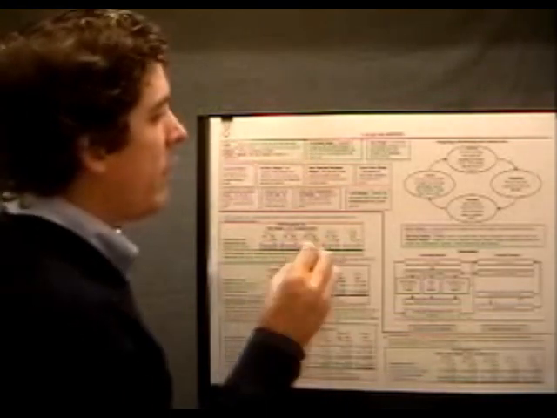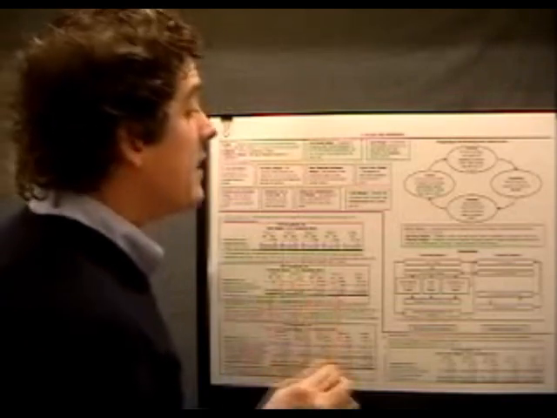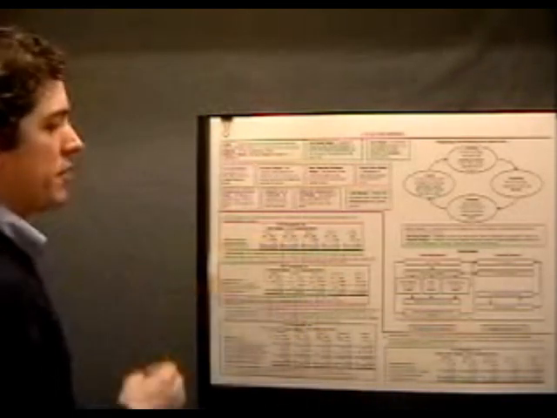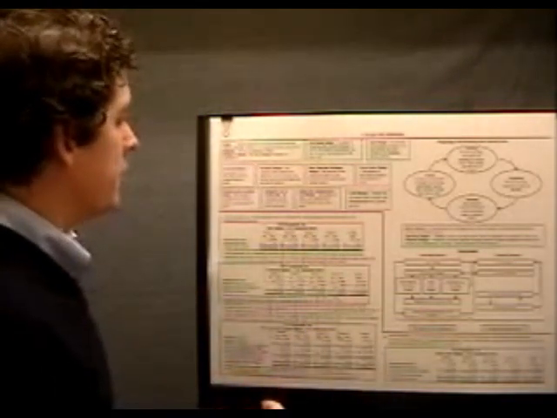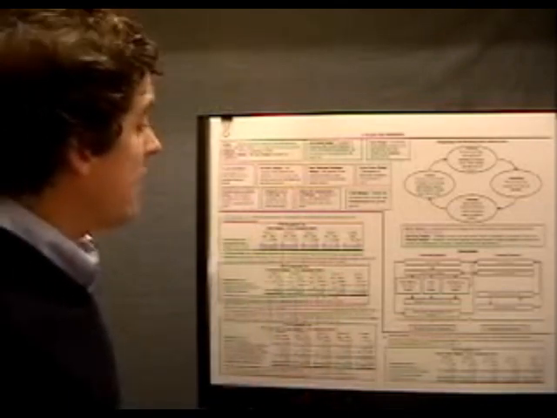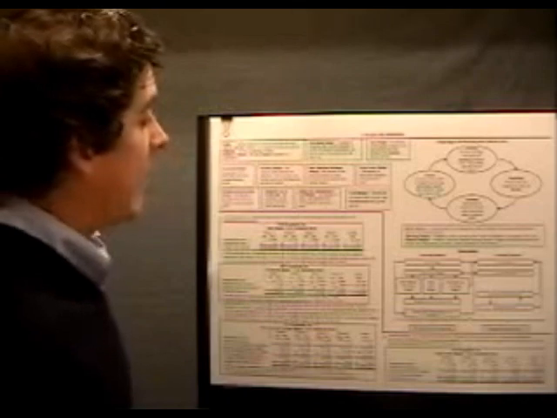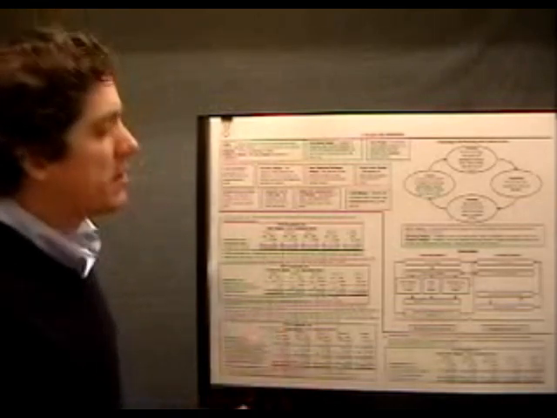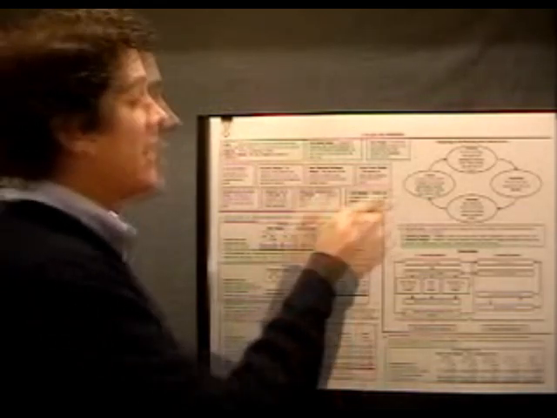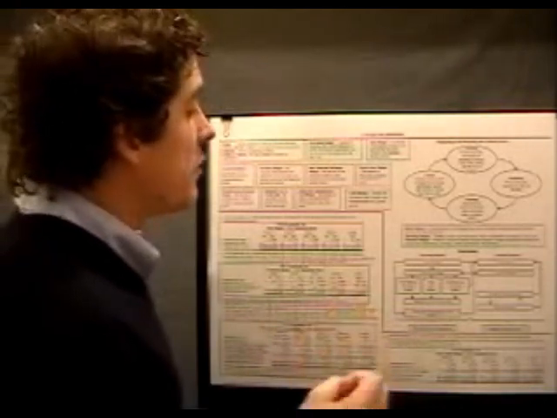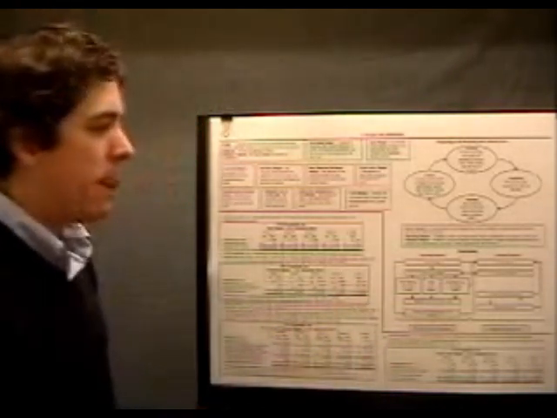Direct labor budget, the amount of direct labor needed to meet production goals. Manufacturing overhead budget, the amount of manufacturing overhead needed to meet production goals. Budget of cost of goods sold, the estimated cost of goods to be sold to meet sales goals. Selling and administrative cost budget, the amount of selling and administrative costs needed to meet sales goals. And cash budget details the estimated cash receipts and disbursements for a given period.